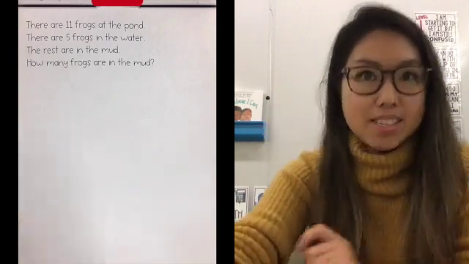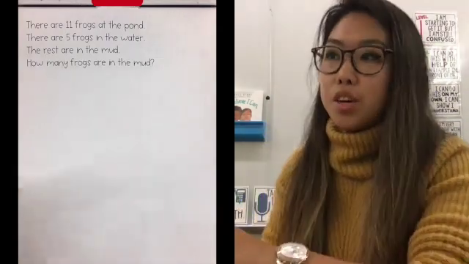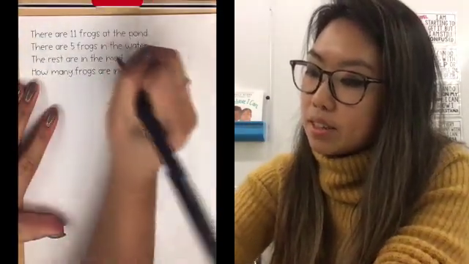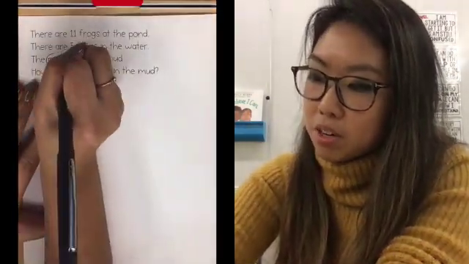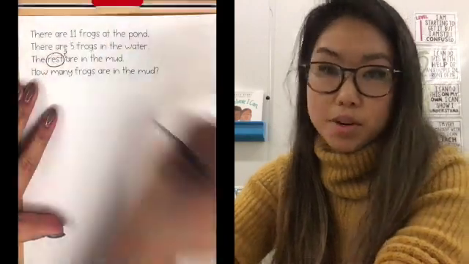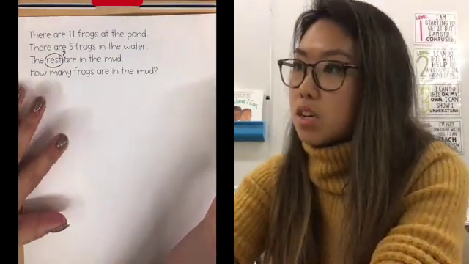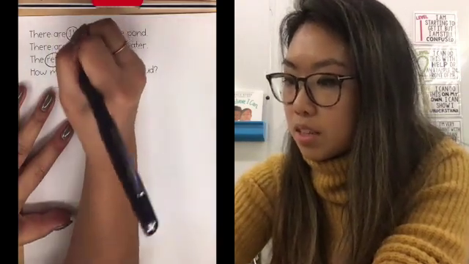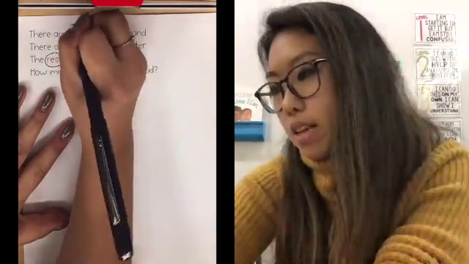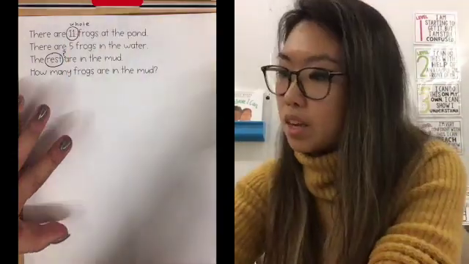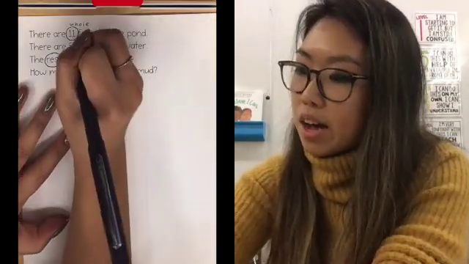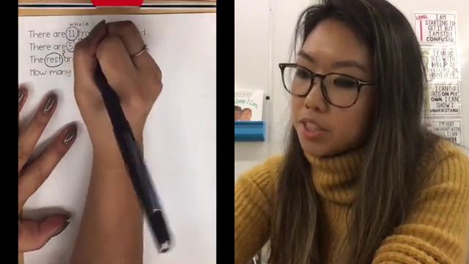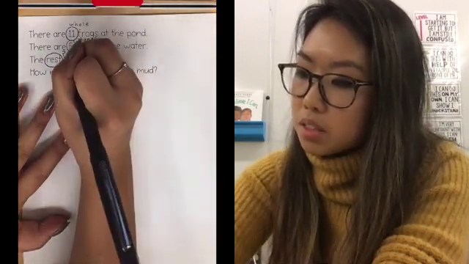I think I'm ready to get started with this word problem. So let's think. We see that the rest are in the mud, but we don't know how many those are. So I'm going to put a question mark there. That's my unknown. I know there's 11 frogs, and that's my whole because it's how many total there are. And then I know there's 5, and that's a part, but I'm going to call that my change for now. And this is my result.